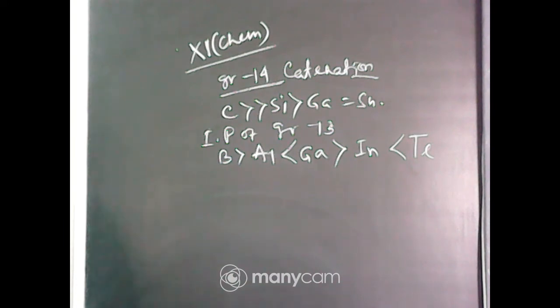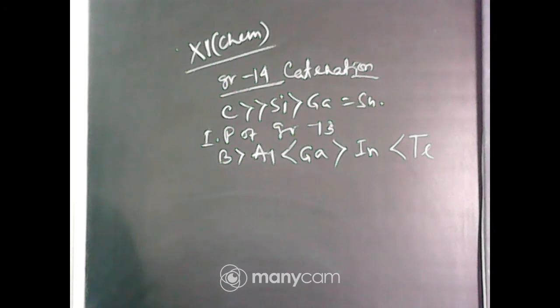Next one: the reason for the small radius of gallium compared to aluminium is, now this is a multiple option correct type, that means more than one option is correct in this question. If you follow the question you can see it. Such type of question will come in the 2 marks type questions.